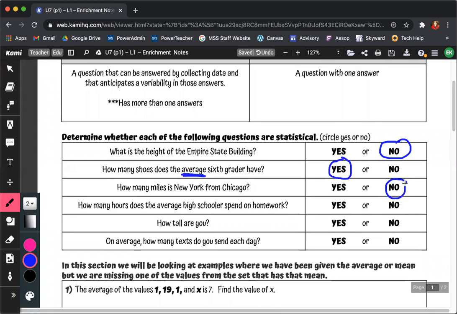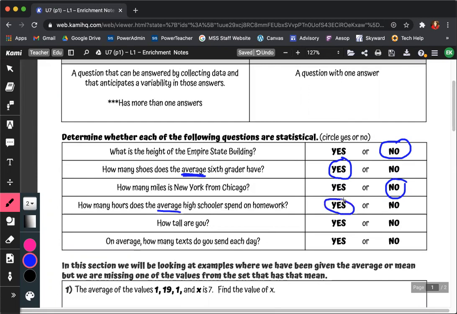How many hours does the average high schooler spend on homework? Again, I see that key word. It says average. We're not just asking one student. We are asking multiple students, and we're going to get multiple different answers. So yes, that is statistical.